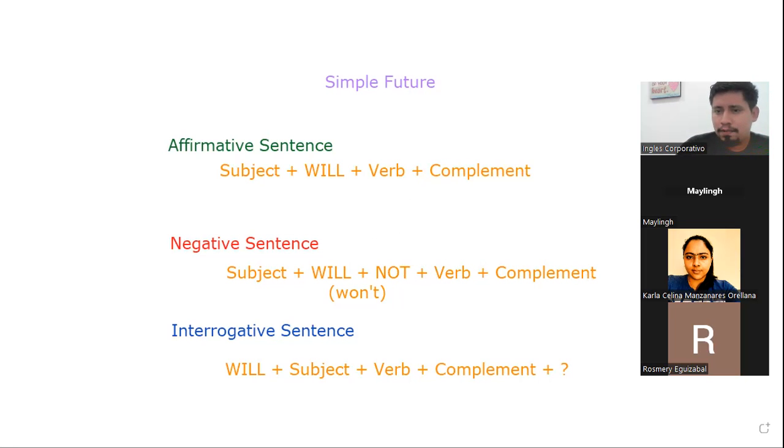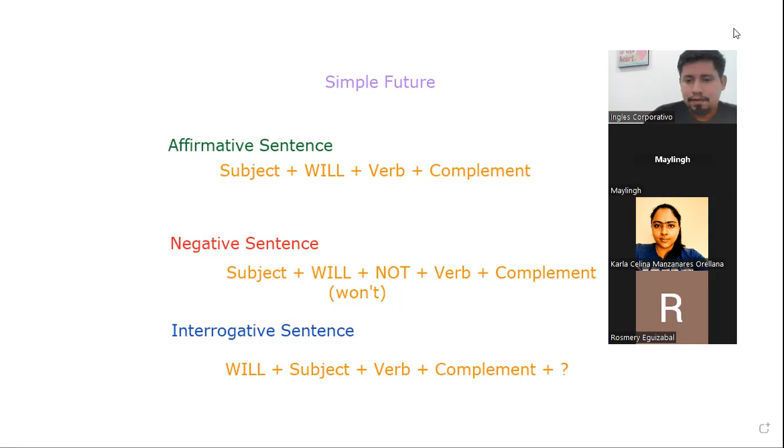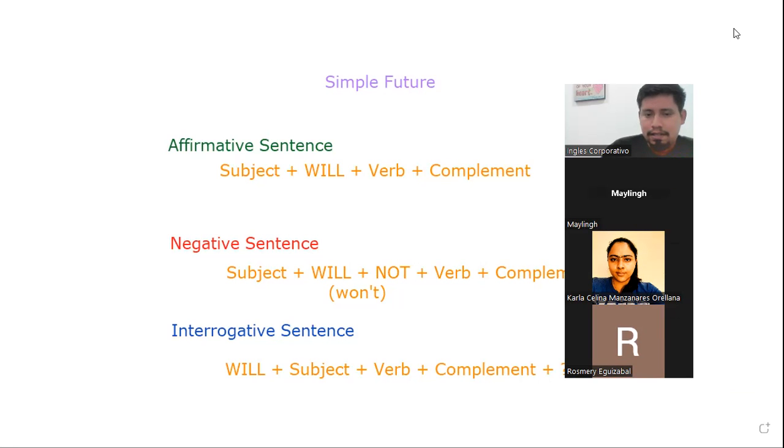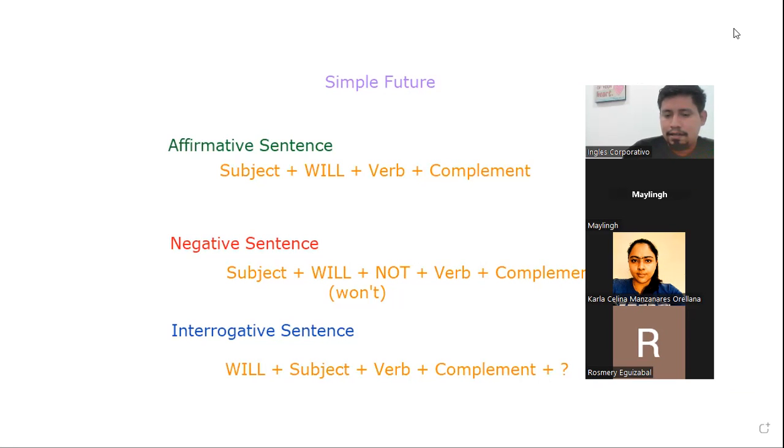Can you think of an example using affirmative, negative, and interrogative? Please share your answer there in the chat box, okay? Because we're going to do this activity in order to see if we can express ideas using these three forms, okay? One sentence using affirmative, one sentence using negative, and one sentence using interrogative. Go ahead and share your answers.